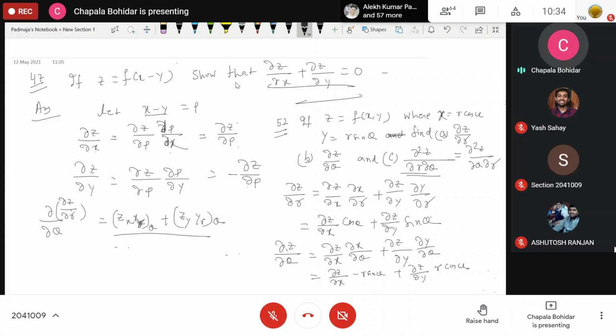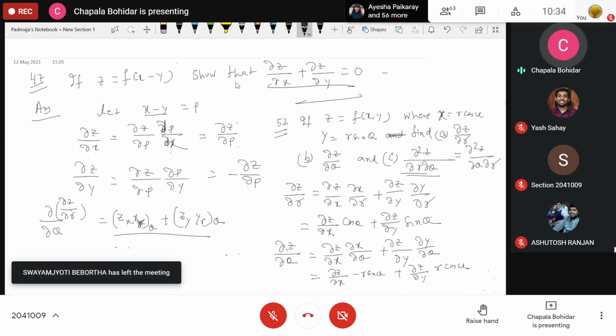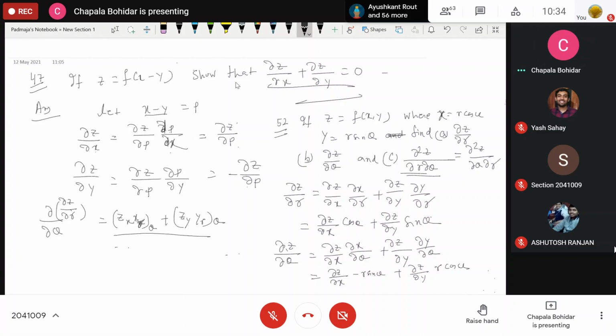So we have to differentiate both with respect to theta. With respect to theta, what you write down here is del by del theta of zx into x theta, multiple of two functions, then del by del theta of zy into yr, multiple of two functions.